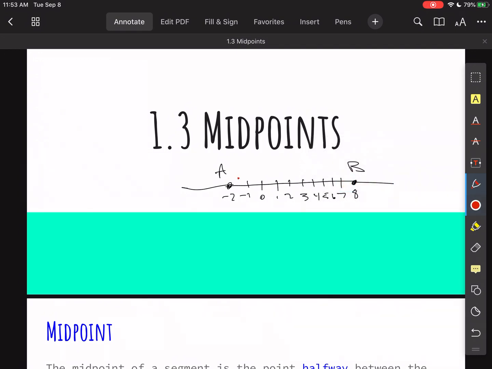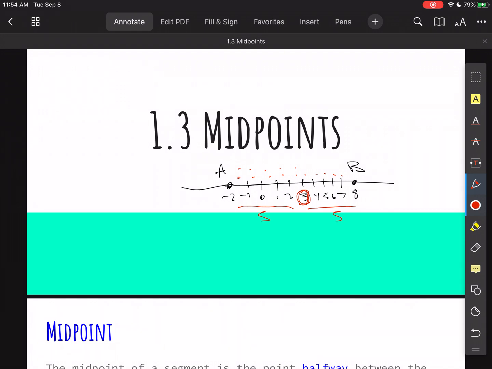So this is like 1, 2, 3, 4, 5, 6, 7, 8, 9, 10. The distance between these two is 10. So if I go to the middle, it is 5 away from either side, right? So if I go 5 away, 1, 2, 3, 4, 5. 5 looks like it would be at 3, right? So if I'm at 3, I'm a distance of 5 from -2 and a distance of 5 from 8. So that is the midpoint.